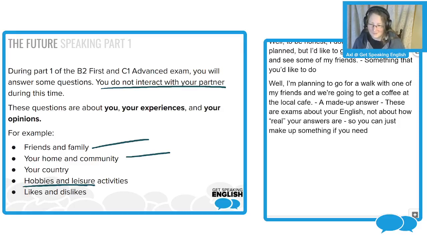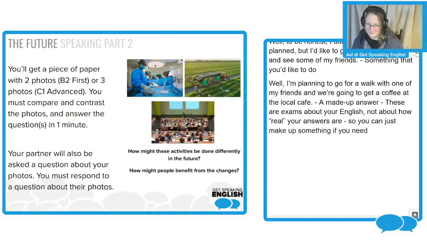All right. After having some questions for part one, we're going to move on to part two. This is the part of the exam where it's a bit of a monologue. A monologue is where you have to speak at length about something by yourself. In this case, you'll have to talk about some photos for 1 minute. During this part of the exam, you're going to get a piece of paper with 2 photos for the B2 First exam, or 3 photos for the C1 exam. Then you have to compare and contrast the photos, so it's really important to contrast the photos, and then you have to answer the question or questions.